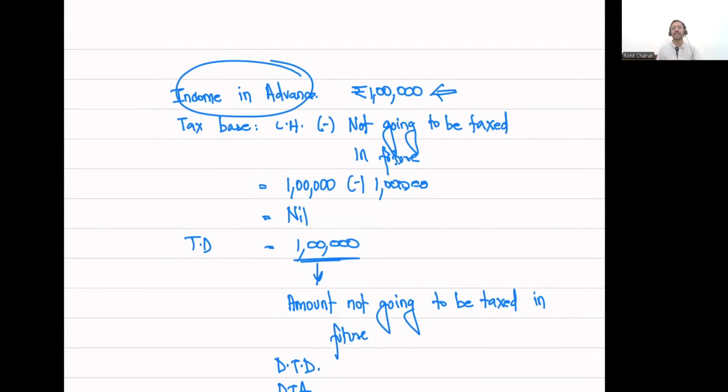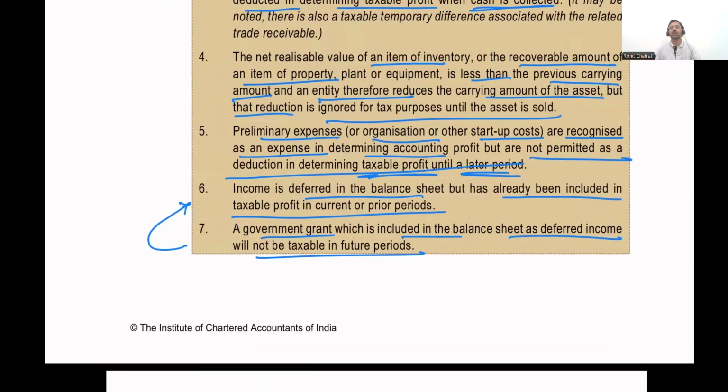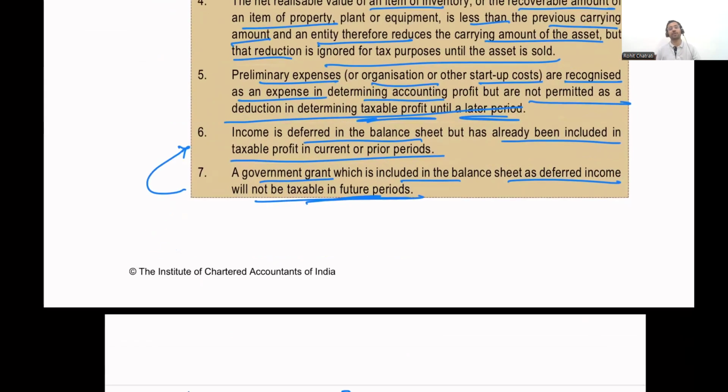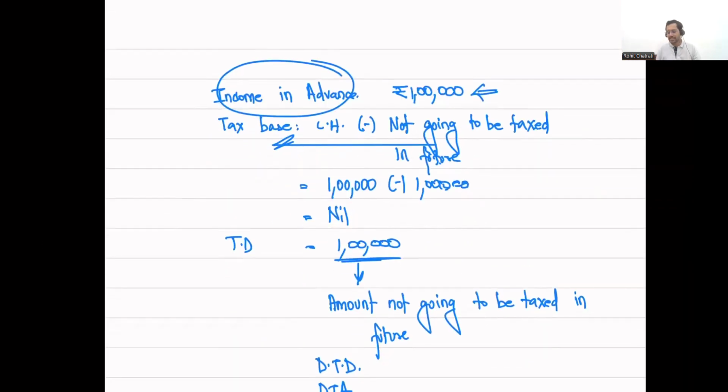If that is not going to be taxed in future, basically my tax base is going to be equal to carrying amount minus the amount that will not be taxed in future. Therefore, my tax base is also going to be equal to zero in this case, because the carrying amount is 1 lakh and the amount that will not be taxed in future is also equal to 1 lakh. The question has mentioned that this government grant is not going to be taxable in future periods. Therefore, the amount that will not get taxed in future is also 1 lakh. Hence, tax base will be equal to zero and temporary difference will be equal to 1 lakh rupees.